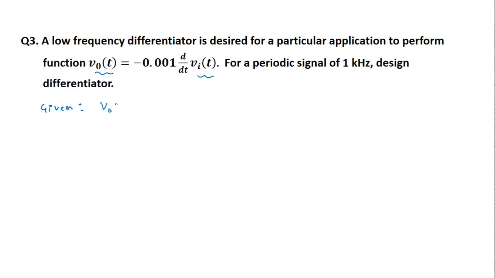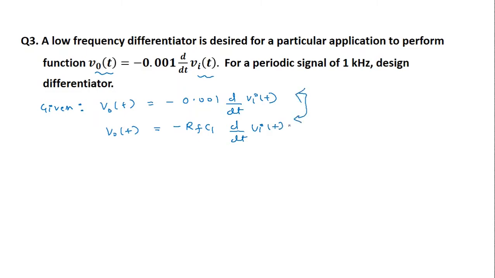It is given that the output voltage V0 of t is equal to minus 0.001 d by dt of Vi of t. We know that the output voltage equation of a differentiator is equal to minus Rf into C1 into d by dt of Vi of t. When we compare both these equations, we can see that minus Rf into C1 is equal to minus 0.001. That means Rf into C1 is equal to 0.001. Let us assume C1 is equal to 0.1 microfarad.